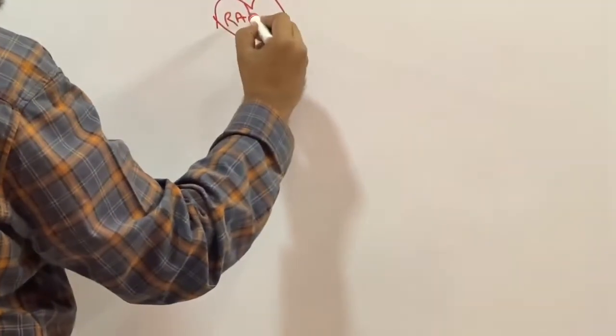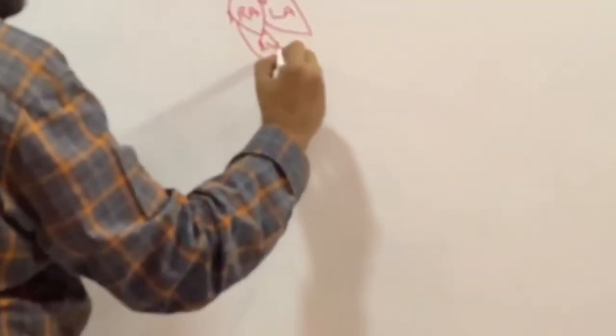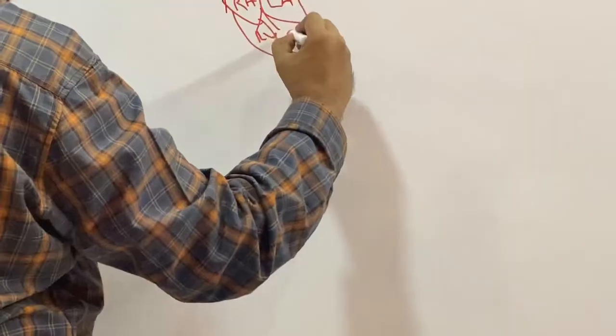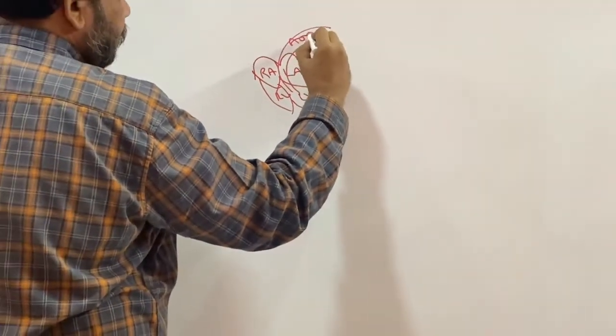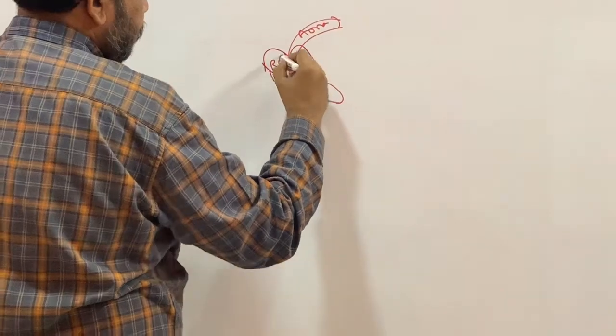Right atrium, left atrium, right ventricle. The left ventricle is a little bit bigger, and from the left ventricle you have the aorta, and from the right ventricle, the pulmonary artery.